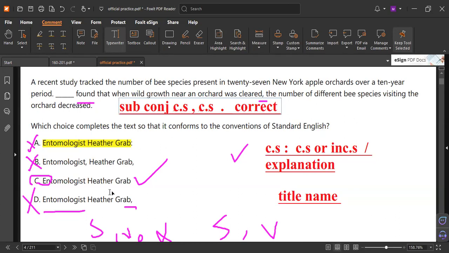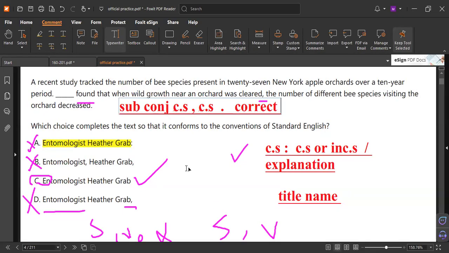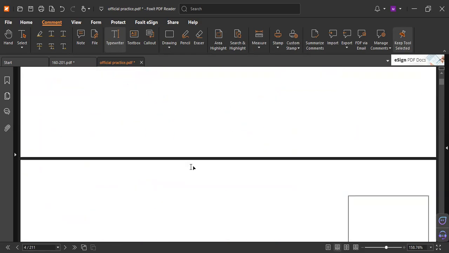So what is the reason for this comma? Nothing. This is a common mistake. That's why all of these are common in your test. So master it, because there is no time for the writing structure. Very easy. Go for the next.